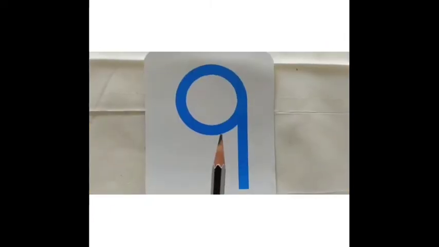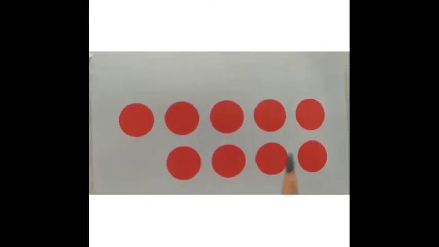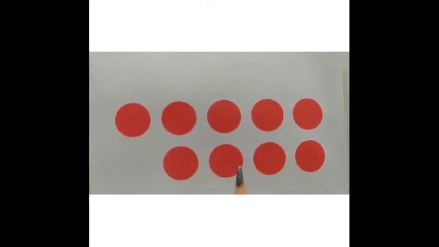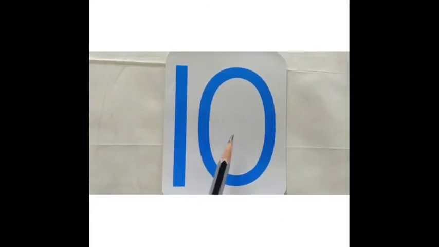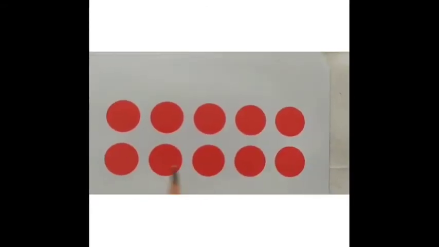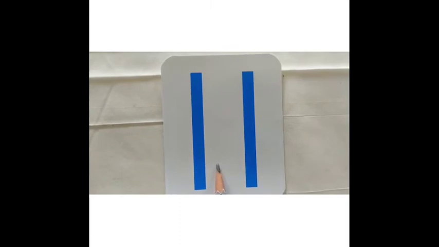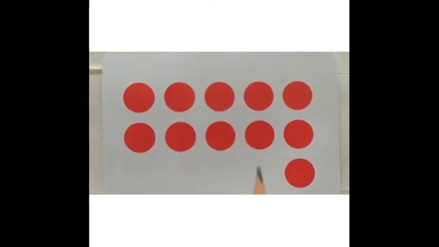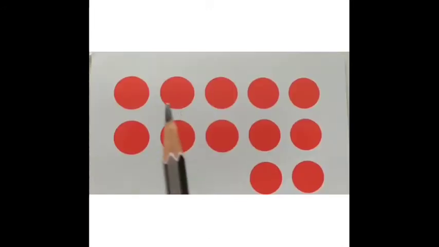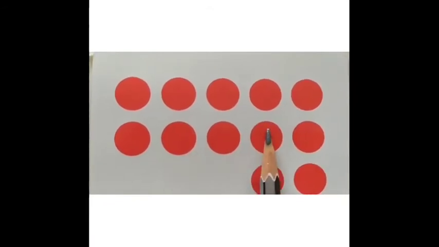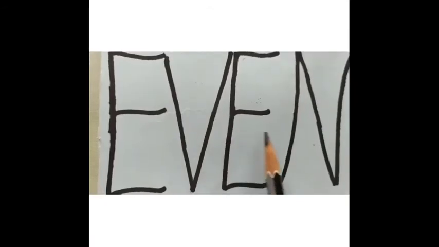Number 9, pair of seeds is not complete. So, it is an odd number. Number 10, pair of seeds is complete. So, it is an even number. Number 11, pair of seeds is not complete. So, it is an odd number. Number 12, pair of seeds is complete. So, it is an even number.